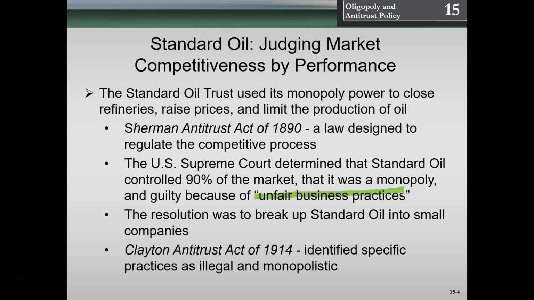But note that what the law is saying is that they're trying to judge their monopoly power not based on the fact that they're a monopoly, but based on the fact that they engaged in unfair business practices, such as bullying other companies to leave the market.